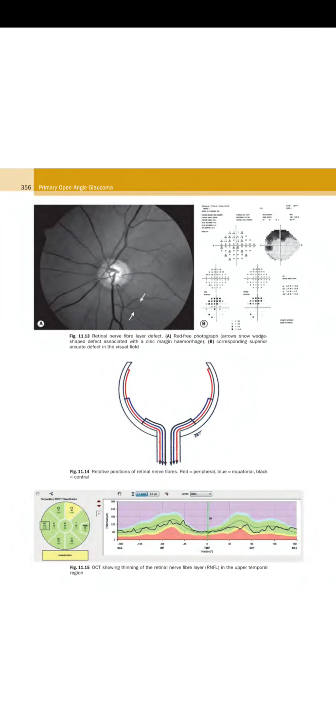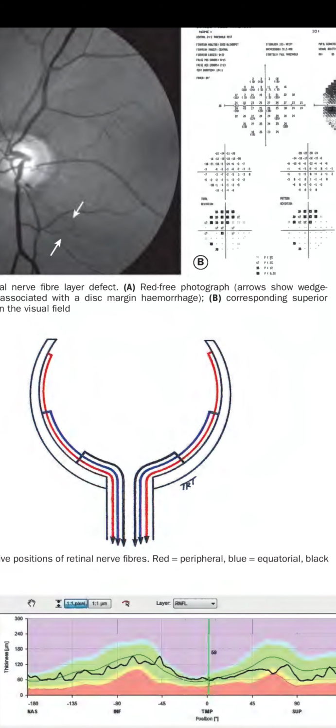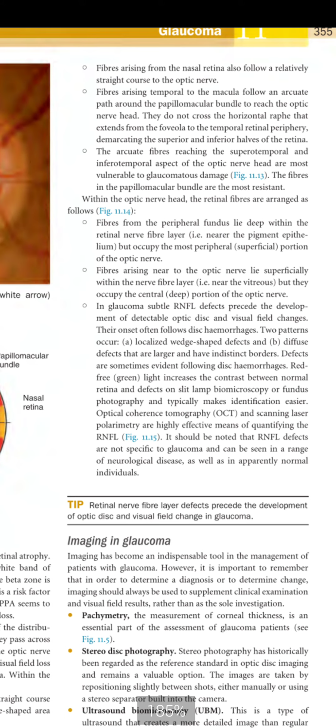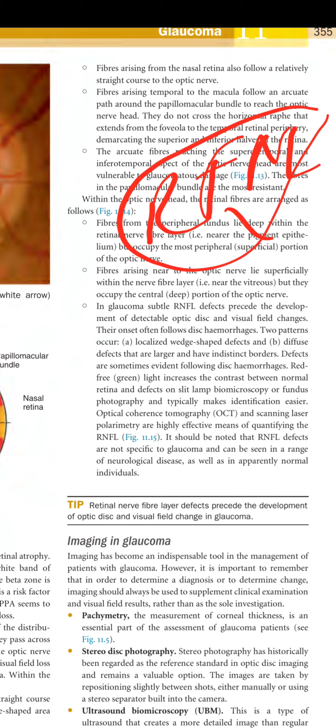So this picture is basically showing us that fibers that are more in the periphery are deeper in the nerve fiber layer, whereas in the optic nerve they are superficial, and fibers closer to the optic disc are more superficial, but they are deeper in the optic nerve. So in glaucoma, subtle RNFL defects precede the development of detectable optic disc and visual field changes. They also often follow the disc hemorrhage. So first of all, if there is an RNFL defect and RNFL thinning, then there will be the appearance of the visual field loss.